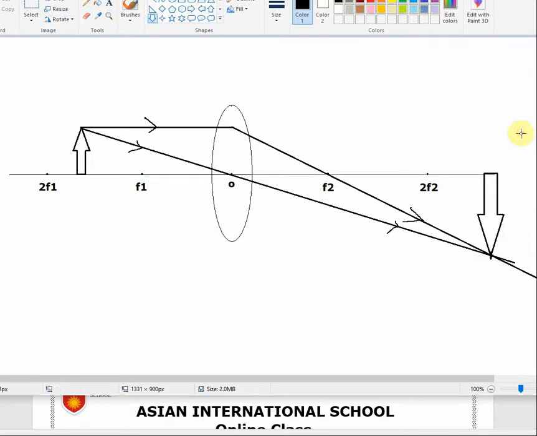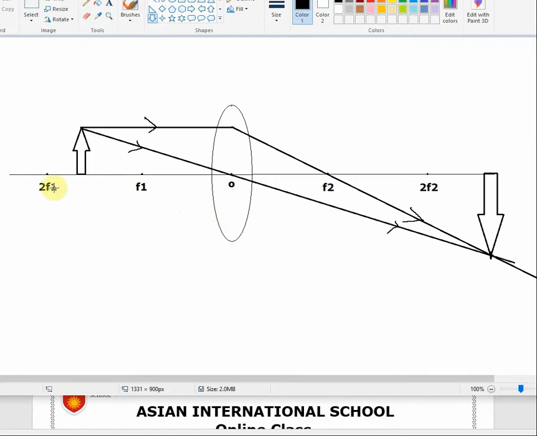Okay, so this is the image. Clearly it's a real image, and the object size is smaller, as you can see in this case. So the image is real, it's inverted, but it's enlarged, it's bigger than the object. And if you check the placement of the image, the image distance from the optical center is more than the object distance from the optical center.